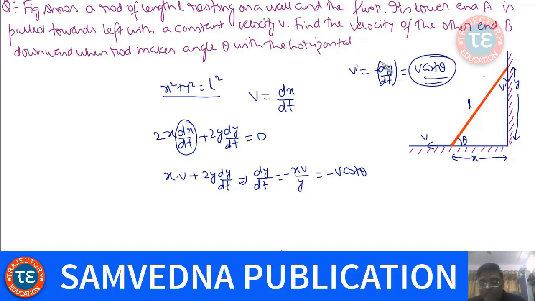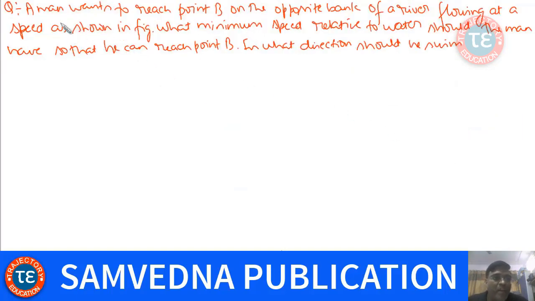Alright, v cot theta. Dy by dt is inherently a negative term. Dy is negative, dt is always positive. So dy is negative, y is falling. As you pull the rod in the left direction, this end of the rod will move in the downward direction. So this is negative, and the minus sign will make the whole thing positive. Alright, so this is v cot theta. Alright, let's move to the next question.